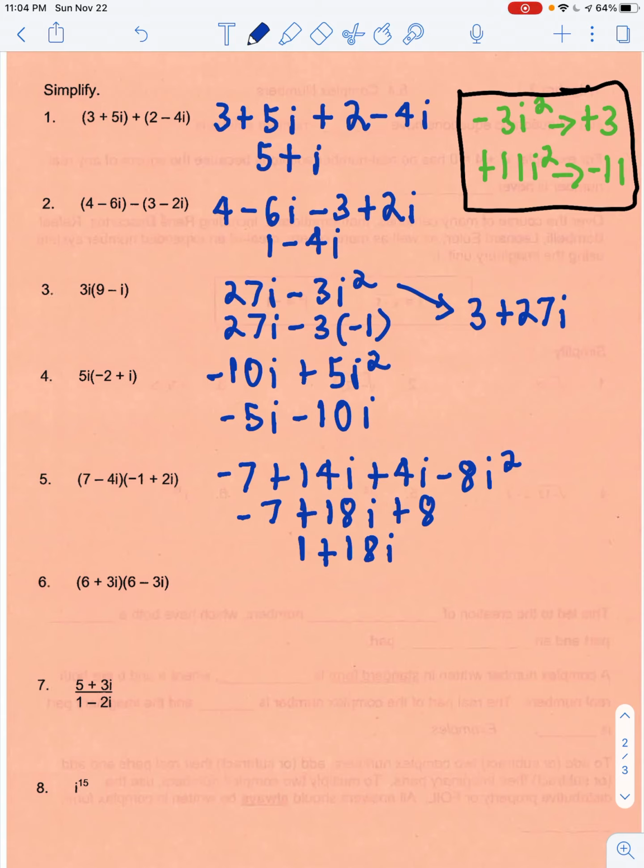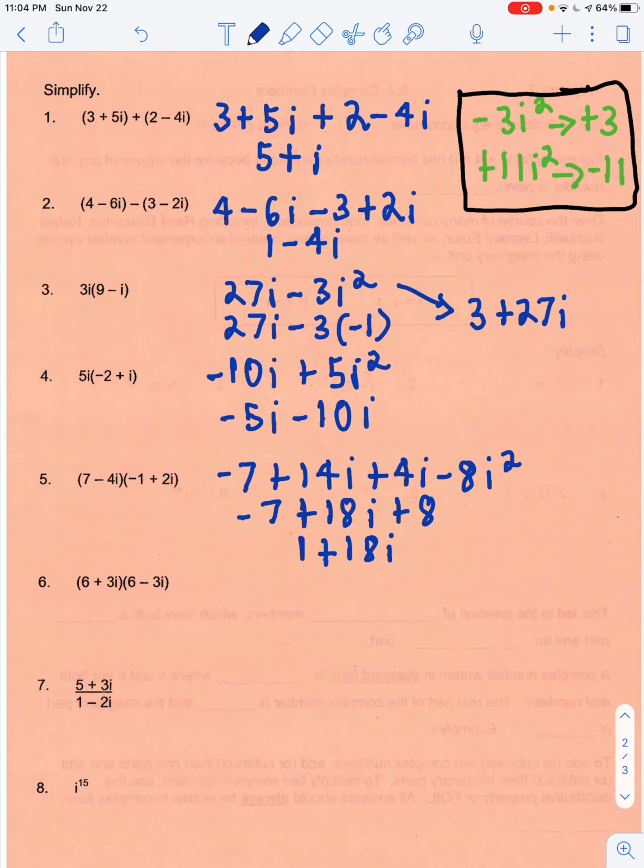How about the next one? The quantity 6 plus 3i times the quantity 6 minus 3i, that's the product of a sum and difference pattern. Now, I can write all four terms out, but I know the outside product of negative 18i and the inside product of positive 18i will cancel.